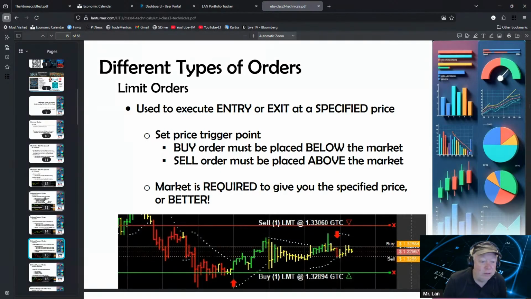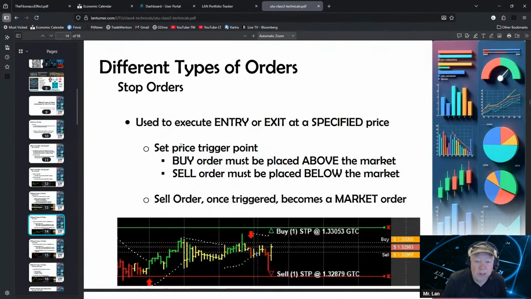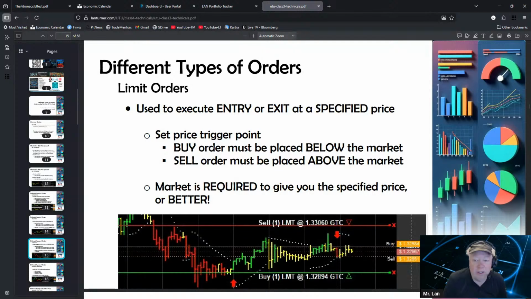Again, just to review, a stop order sets price triggers for entry or exit at a specified price. Buy orders must be placed above the market. Sell orders must be placed below the market. But with a limit order, buy orders must be placed below the market and sell orders must be placed above the market. So it's just the opposite. Let's go over and do a few of these.